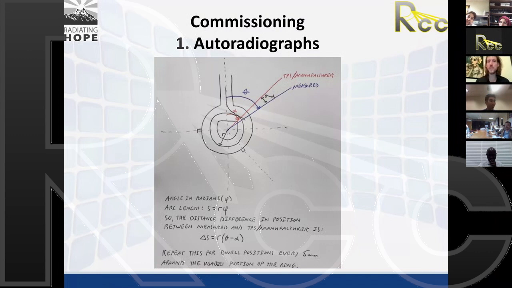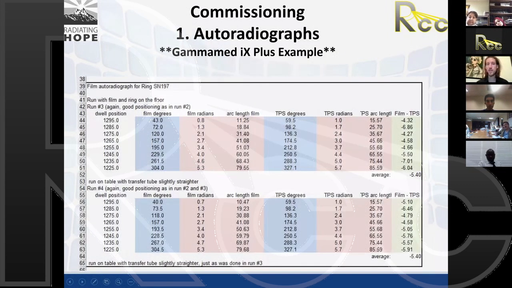So it's a very simple approach, and this delta S is basically the difference between your measured and your TPS dwell positions, as Claire was discussing in the last presentation. So here is the spreadsheet that we've given you. Again, I urge you to use these spreadsheets and to ask us questions as you use them. We'll be happy to answer.